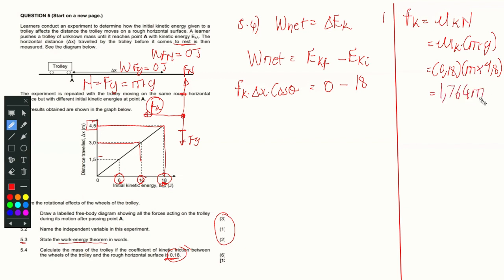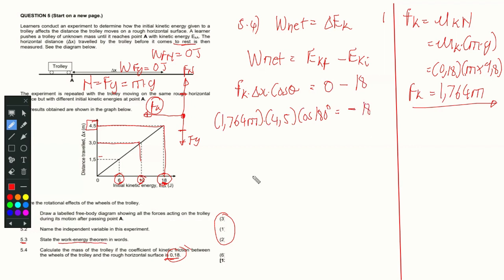1.764 m, right? So that is our value for Fk in terms of m, because we are looking for that mass. So we're just going to substitute it the way it is. Trust the process. Then our delta x is what? 4.5. And then remember, anything to do with theta on Fk should be 180, right? So the angle between the displacement and the kinetic friction force is 180, because it does negative work. 0 minus 18, that's negative 18.